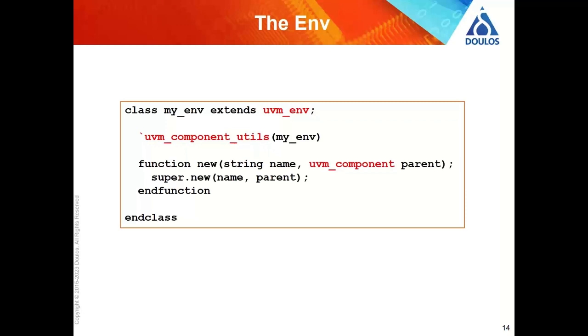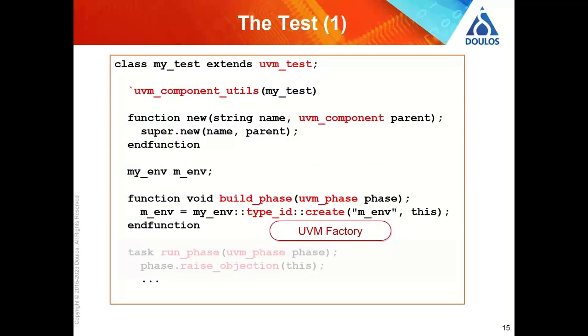Okay, so that's our environment, but where's our hello world? Well, the environment itself is created by the test. To create a test, we extend the UVM test base class. Again, we need our UVM component utils macro and our standard component constructor. We're going to create an instance of the environment. Here we have a variable for that, and we create a hierarchy in the build phase. To override the build phase, we've got this function build phase that takes a single element UVM phase, and then we've got one line in here which is going to create that environment.